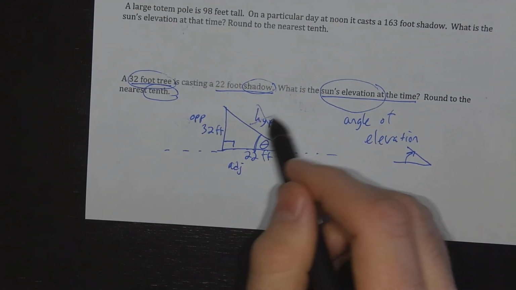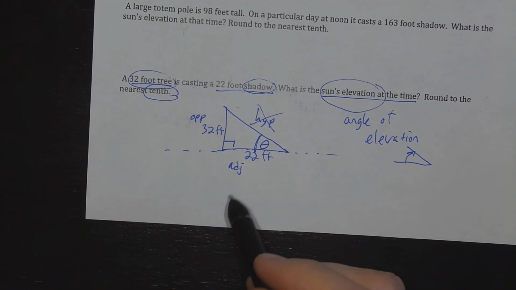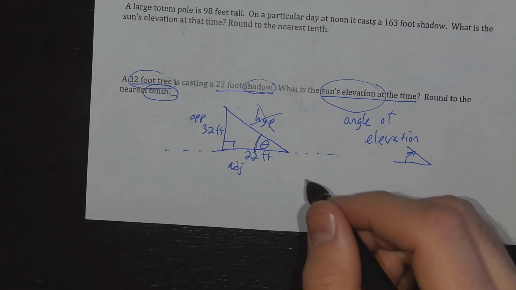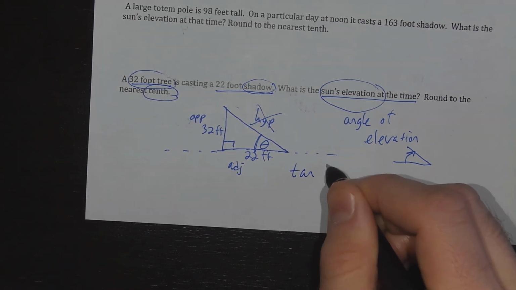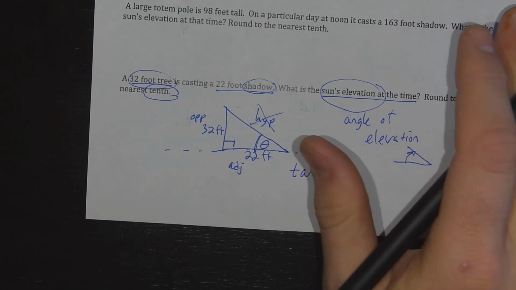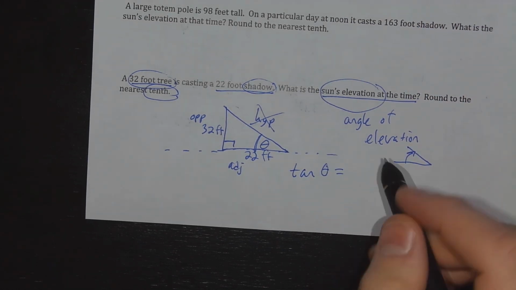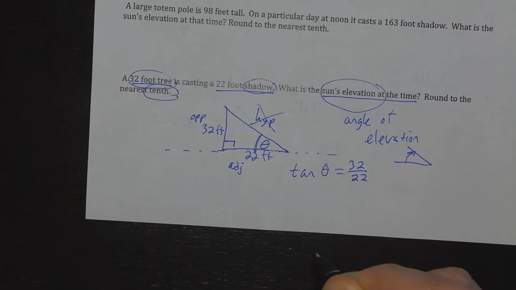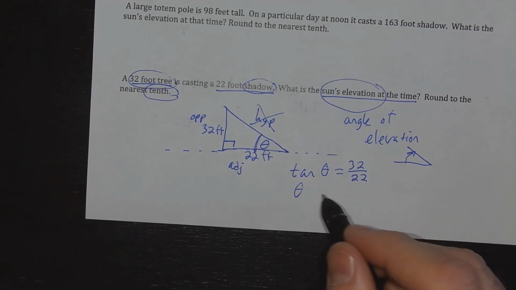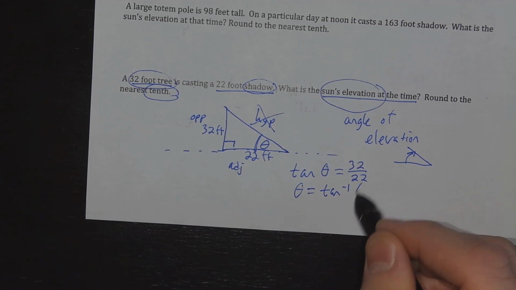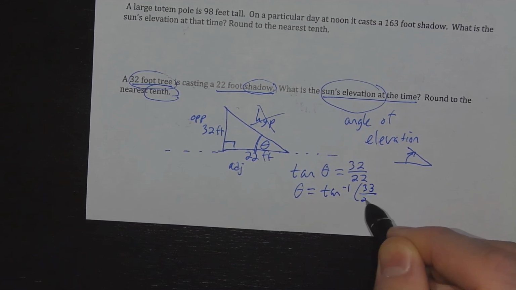I'm crossing out hypotenuse, it is blank. The only trig function that has no H or hypotenuse next to it is going to be tangent. So tangent of theta is going to be equal to, and it's TOA, so O before A, so opposite over adjacent. So theta is going to be equal to inverse tangent of 33 over 22.